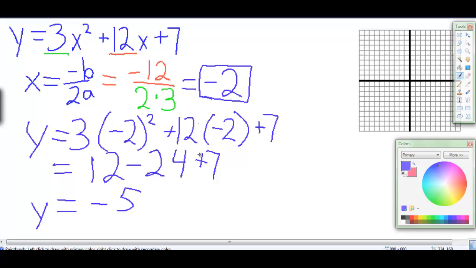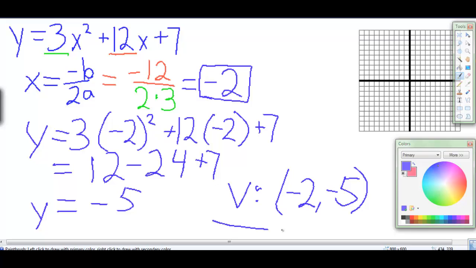And so for this equation, we have a vertex. Our vertex is negative 2, negative 5. So we have our vertex. Problem is we want to write the equation, though. We're not asked to find the vertex. We're supposed to find vertex form.